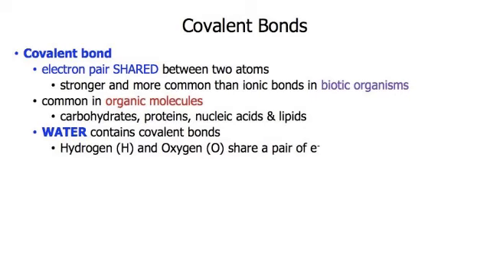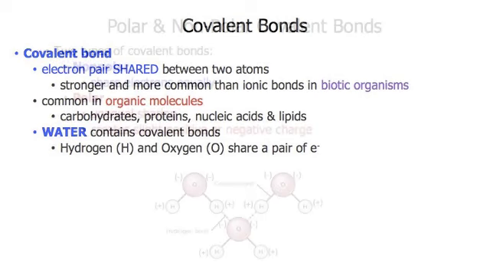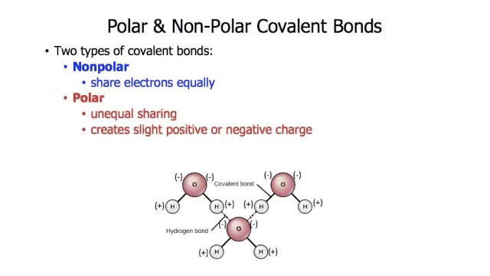The number of covalent bonds an atom can form is equal to the number of additional electrons needed to fill its outer shell. Of the three bonds that we will discuss, ionic, covalent, and hydrogen, covalent bonds are the strongest type of bond. Covalent bonds are common in organic molecules such as carbohydrates, proteins, nucleic acids, and lipids, and also water contains covalent bonds. Moving on, we do need to be familiar with the two types of covalent bonds. Those are nonpolar and polar covalent bonds.